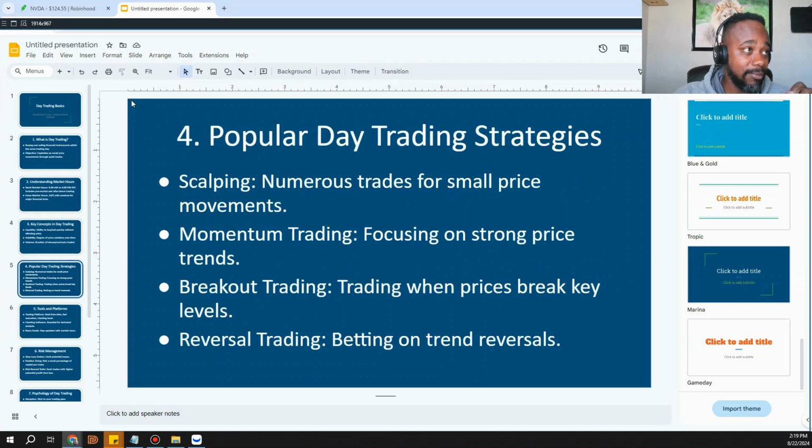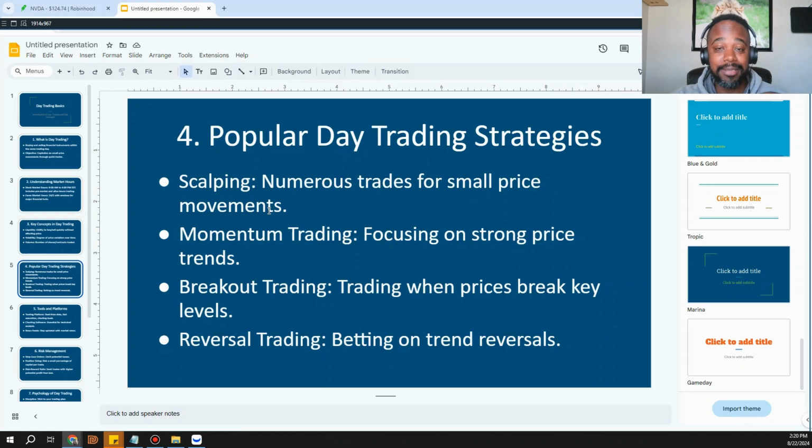Very important. Number four, popular day trading strategies, which we kind of spoke about: scalping, numerous trades for small price movement. So a lot of people that have large amounts of capital are scalp traders. I mean, even if you got a couple thousand dollars, there are people known to make 10, 15, $20 a day by just trading stocks. Now, some of these people, when they trade options, they're able to 10x their profits, but it's always more important to understand the concept of trading, and that's by starting off with trading stocks.